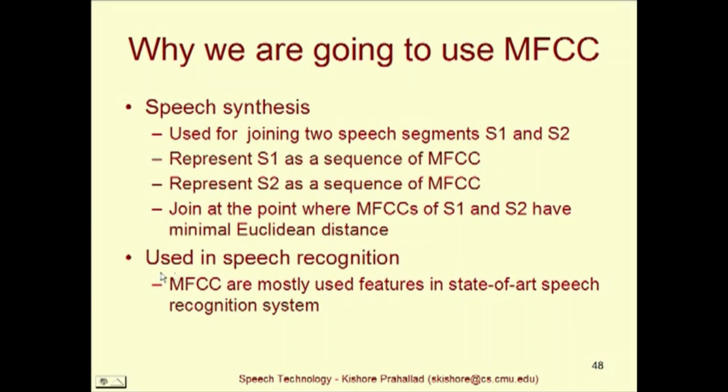But as I said, our major purpose of discovering these features is in the field of speech recognition, where they are used as state-of-the-art features in state-of-the-art speech recognition systems.